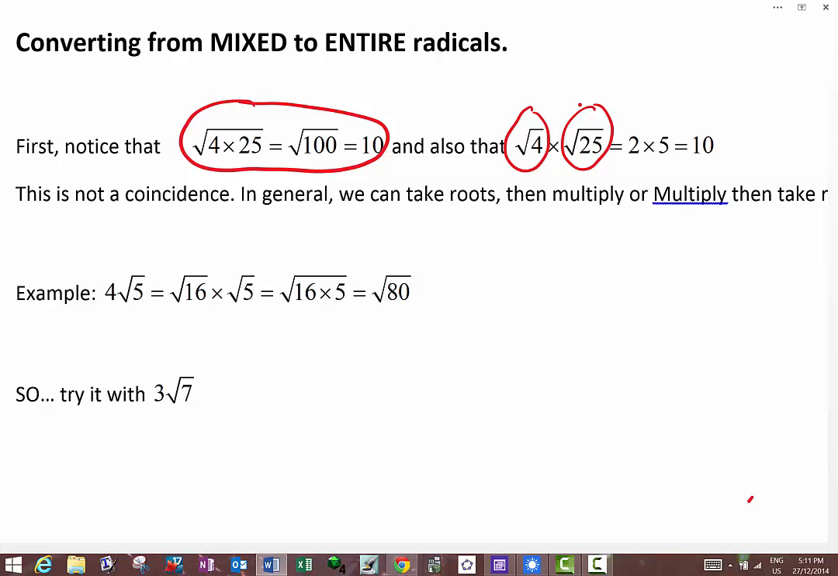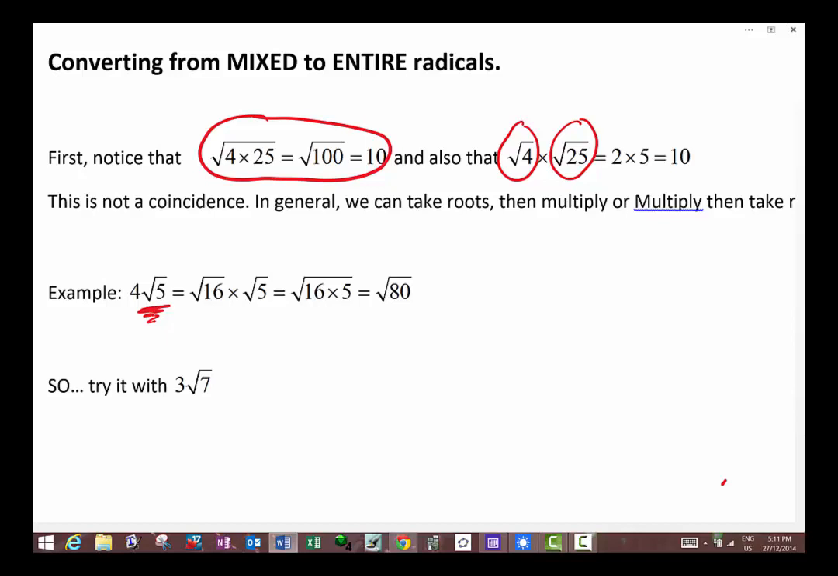So if we wanted to convert 4 root 5, then note that 4 is just the square root of 16. So 4 root 5 is the same as the square root of 16 times the square root of 5, which from above is the same as the square root of 16 times 5, which is the square root of 80. And here we have a final entire radical.